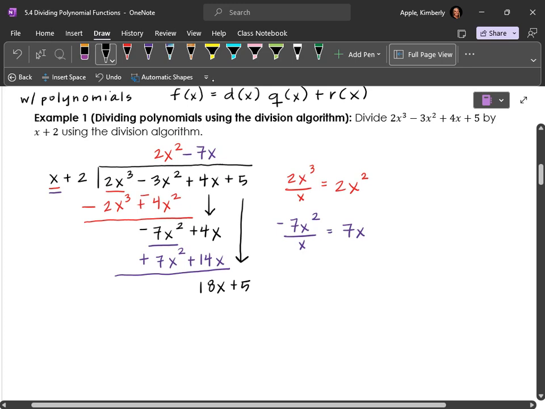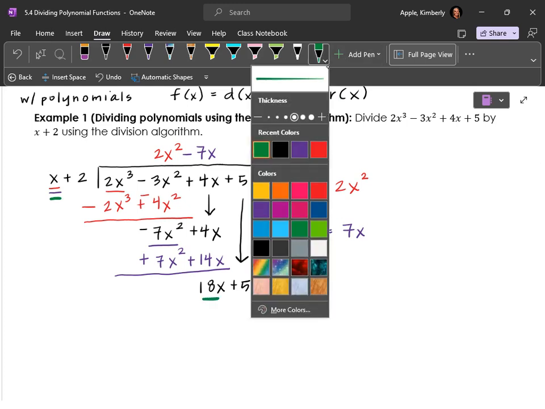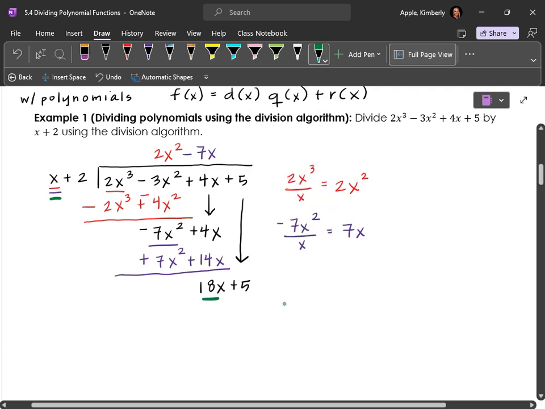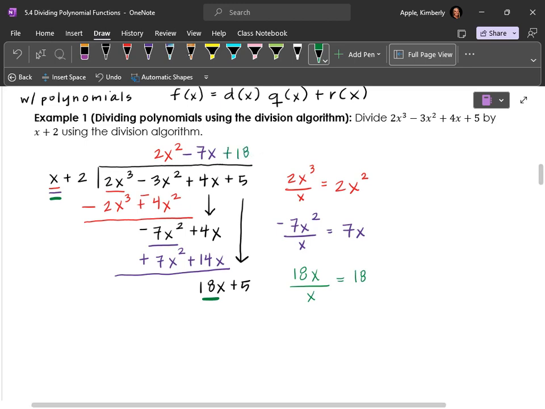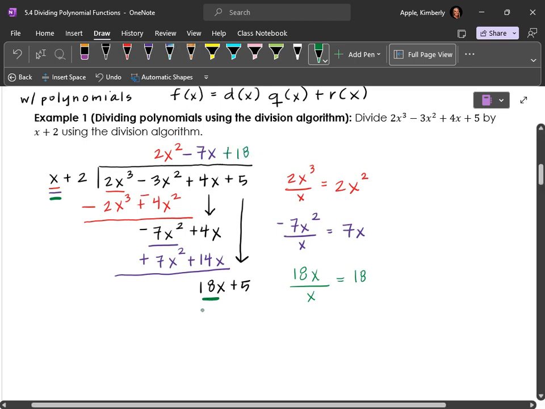And now finally, we want to divide one more time the first term into the first term here. Let me adjust the size of my pen. All right. And so I'm going to do my scratch work here. That's going to be 18x divided by x, which will just give me 18. And so I'm going to write that here. And then I'm going to multiply. So 18 times x is 18x. 18 times 2 is plus 36.